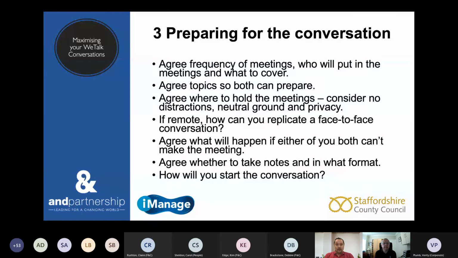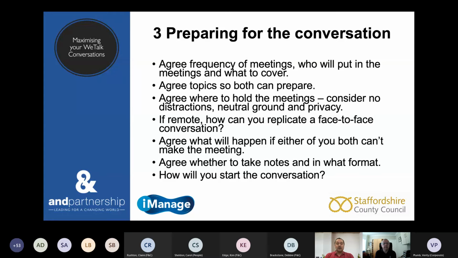If you are working remotely, you really want to replicate that face-to-face conversation. Some people will feel a lot more comfortable having that conversation face-to-face. But we now know that we've got to do a bit of a hybrid role, of both face-to-face and virtual. So we've got to be comfortable with having conversations over Teams as well. So how do you replicate that?